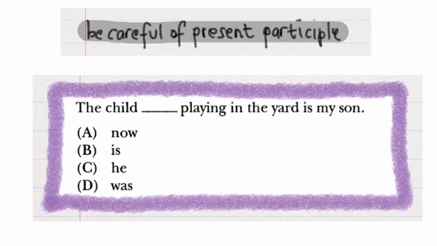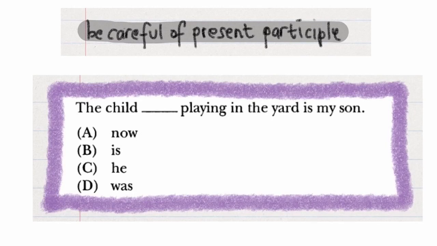The following example shows how a present participle can be confused with the verb in a sentence. In this example, if you look at only the first words of the sentence, it appears that child is the subject and playing is part of the verb. If you think that playing is part of the verb, you might choose answer B, is, or answer D, was, to complete the verb. However, these two answers are incorrect because playing is not part of the verb.